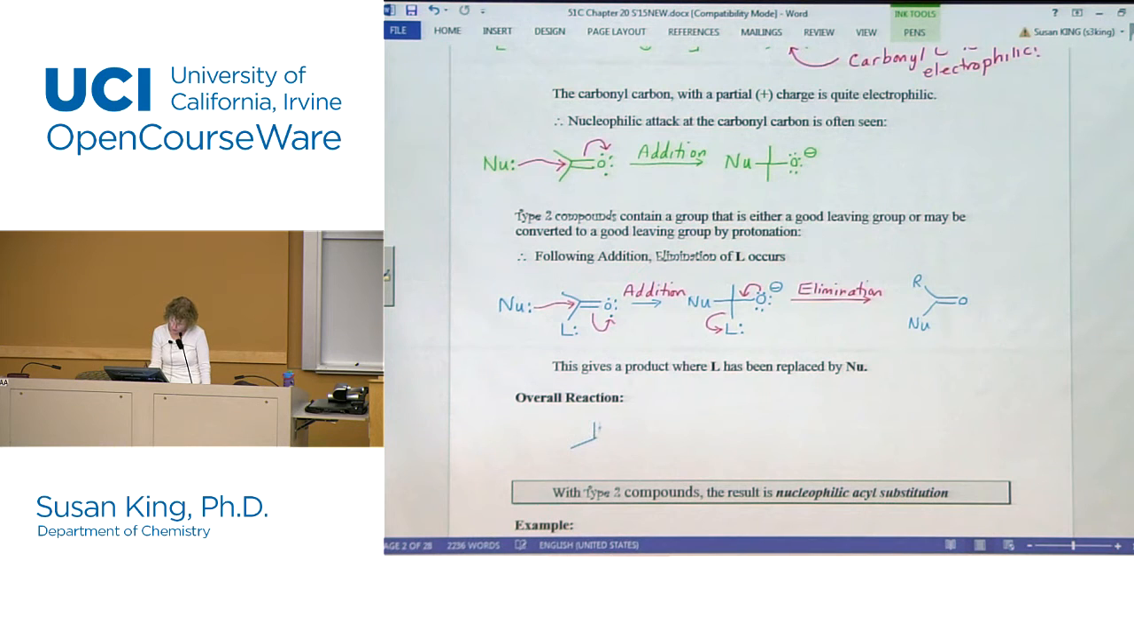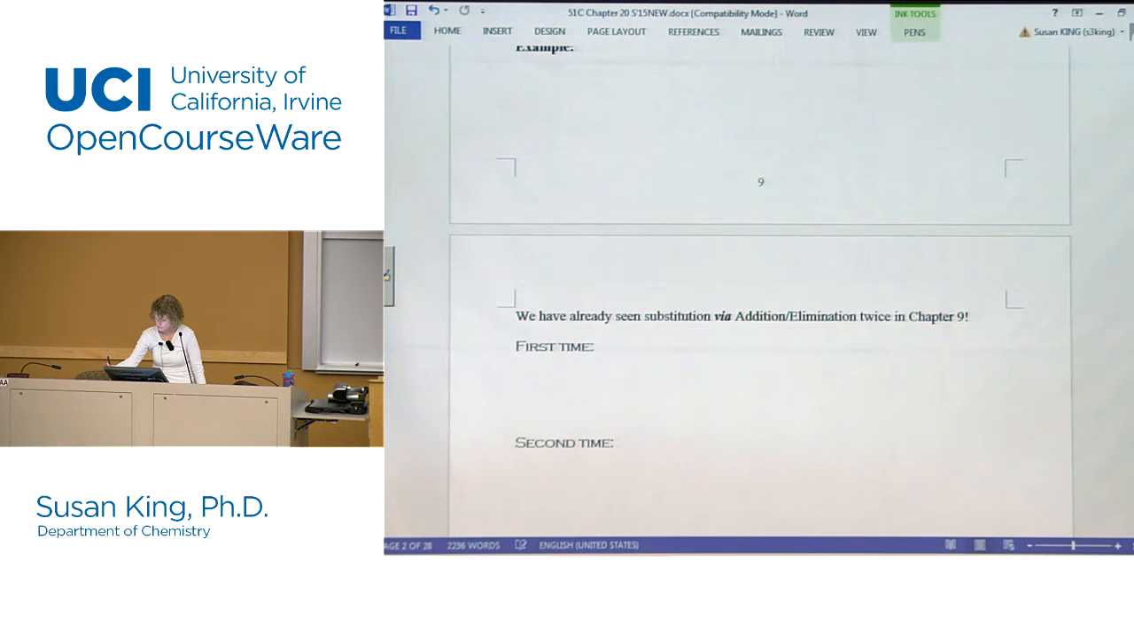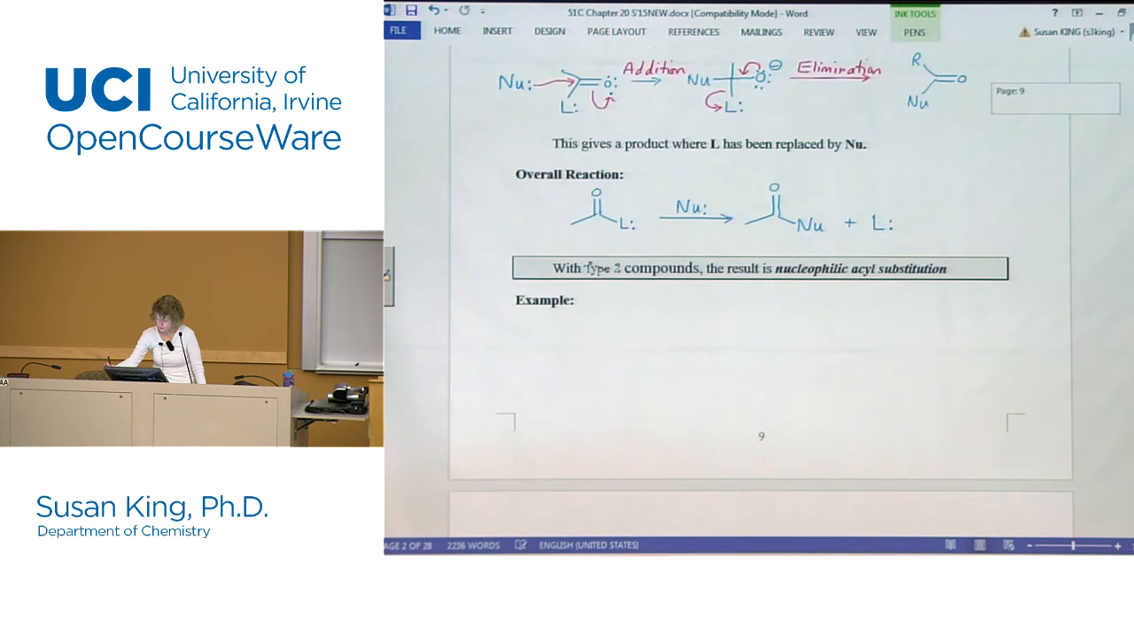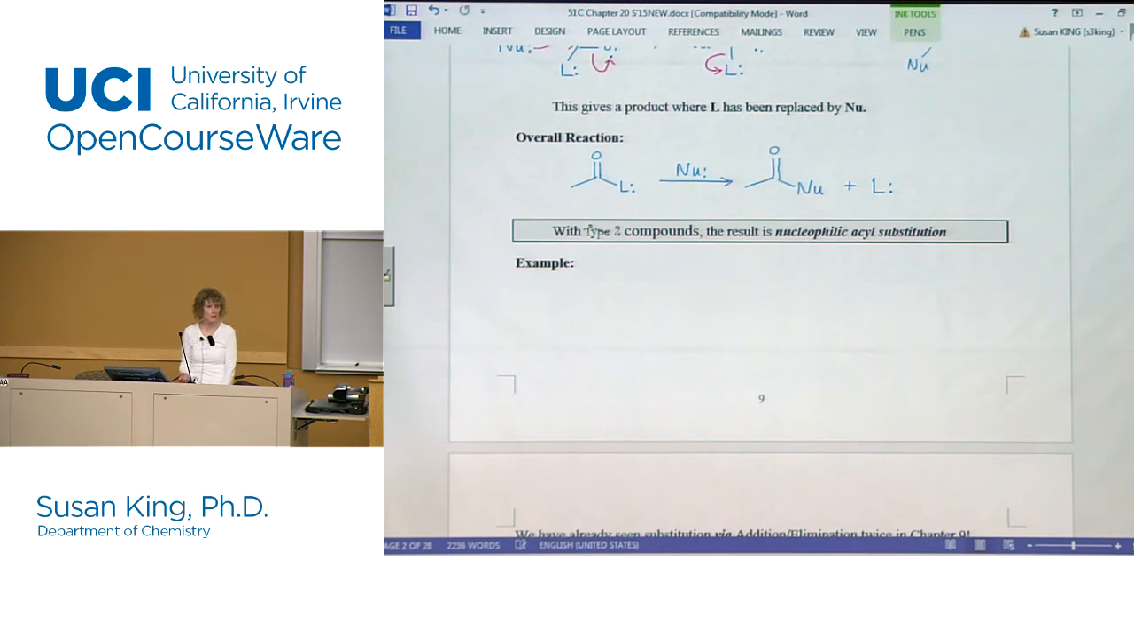This is the overall process. Let's summarize. We're taking a leaving group and replacing it with a nucleophile. So substitution, but not an SN1, not an SN2. We're going to call this an acyl substitution. So nucleophilic acyl, whoops, sorry about that. Nucleophilic acyl substitution. Let me give you an example that we're going to be talking about in this chapter here.